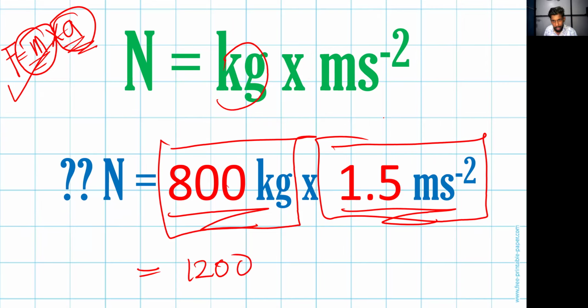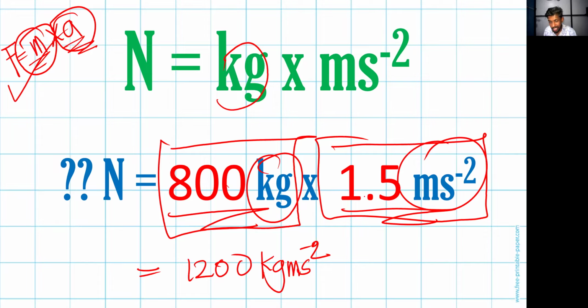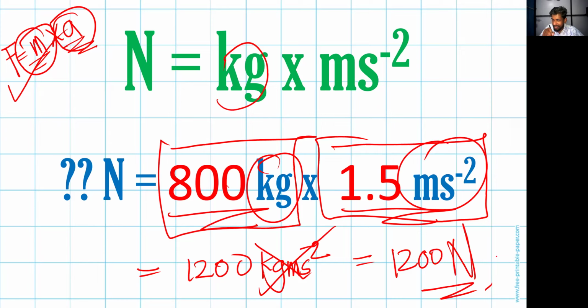What will be the unit? We can put kilogram meter second minus 2. That is not wrong, but if they are asking for the standard international unit, you can't give this answer. You want to say 1200 Newton, because Newton is the standard international unit. Kilogram meter second minus 2 is the fundamental unit, not the SI unit.